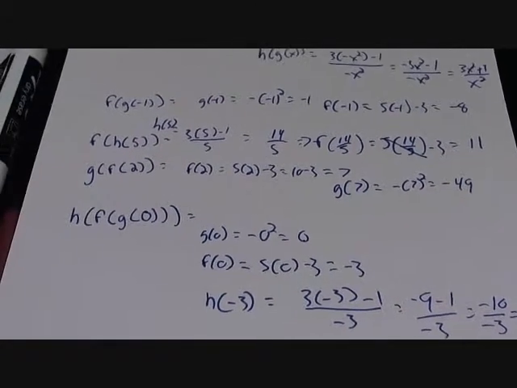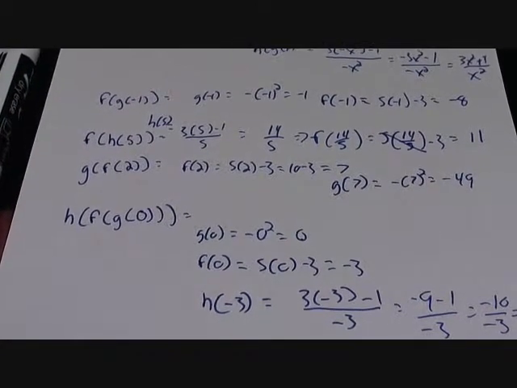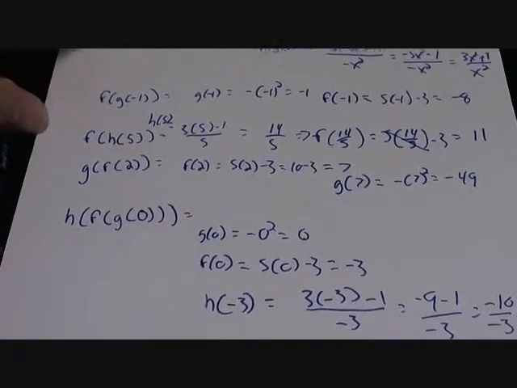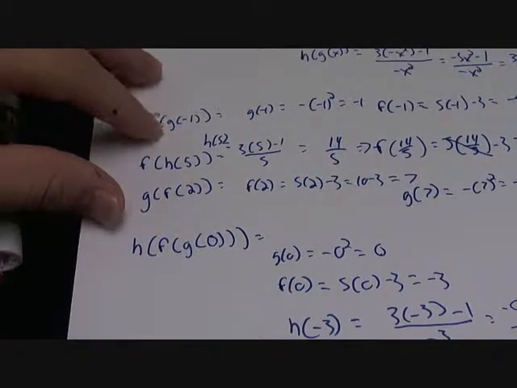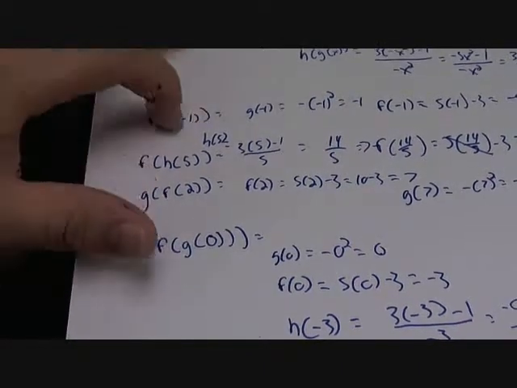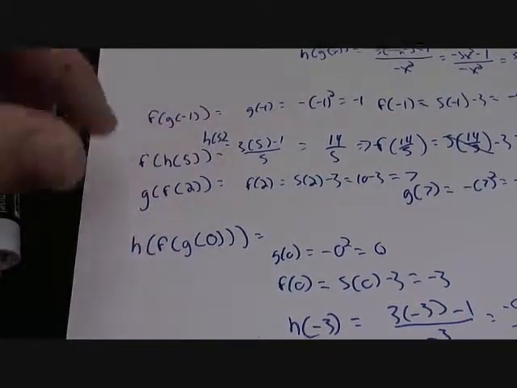Simple as that. Again, this is just practice. So remember, you have to work yourself outward. So if you have f of g of negative 1, find everything inside the parentheses first, and then work yourself outwards.